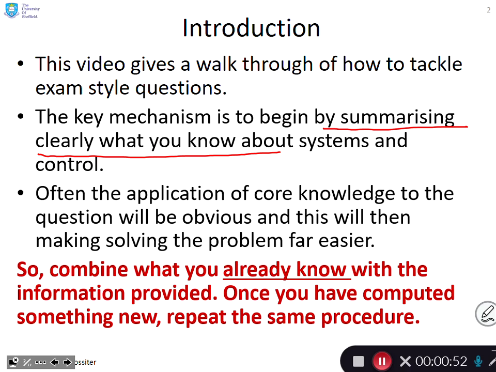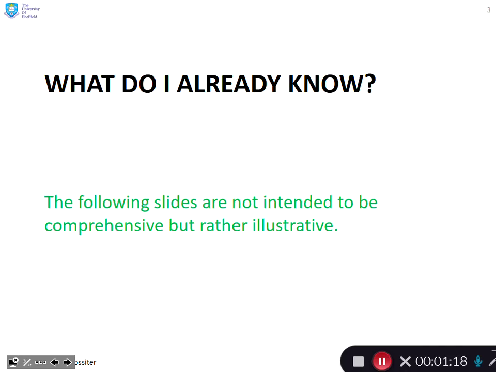So, just to repeat again, our proposed exam technique is this: start by combining what you already know with the information provided in the question, and do this one bit at a time. Start with part 1 and only then look at part 2, because you'll find that once you have new information that you've created in part 1, you can use the same procedure for part 2 and so on. So first of all, what do I already know?